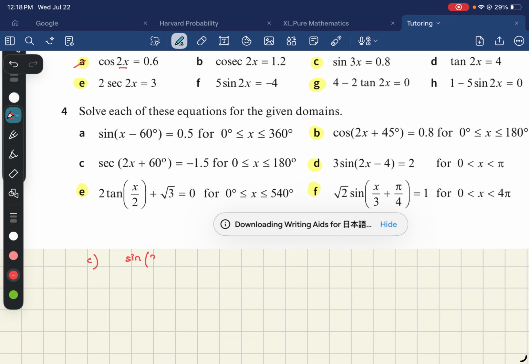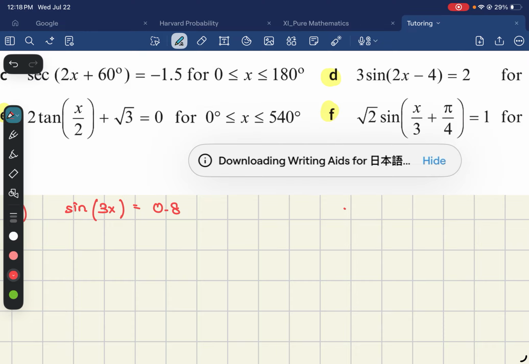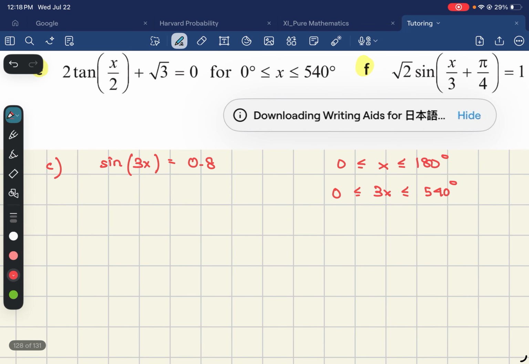So sine of 3x is equal to 0.8, right? x is between 0 and 180 degrees, given. So let's look at the inequality for 3x. It's going to be, I believe, 180 times 3, which is 540 degrees. All right, and now we're going to rename 3x to be u. So sine of u is equal to 0.8.